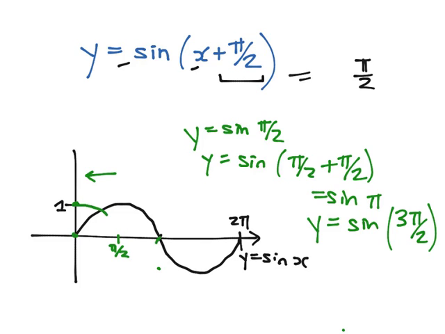So our graph now looks like this. Basically, it's just been turned into a cos graph. So sine and cosine are the same function, shifted a little bit to the right and left.